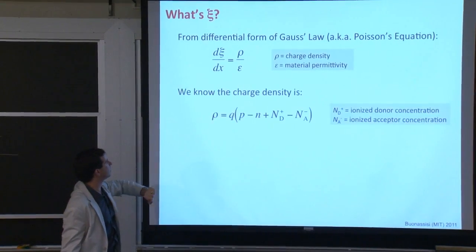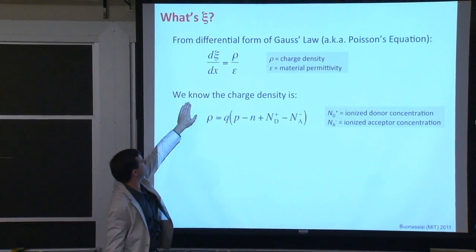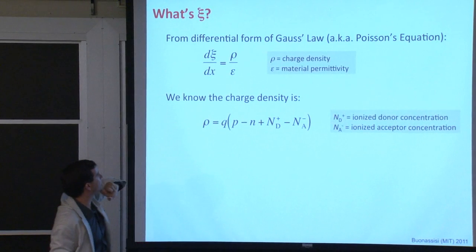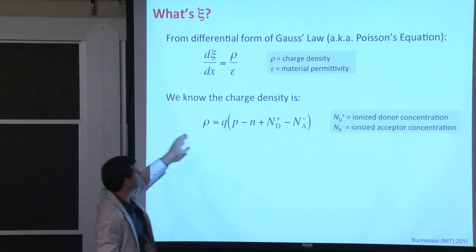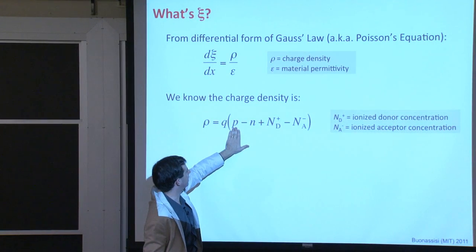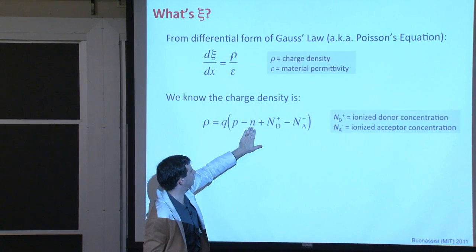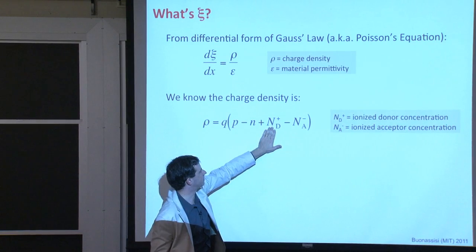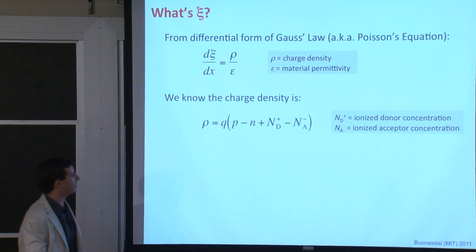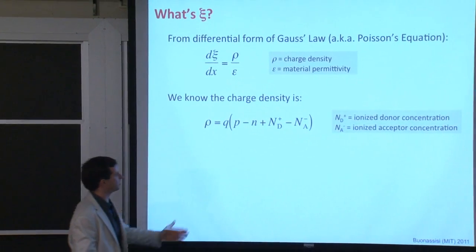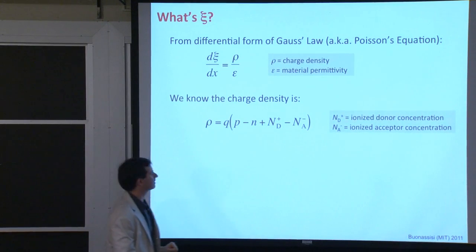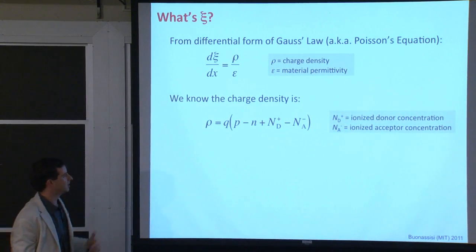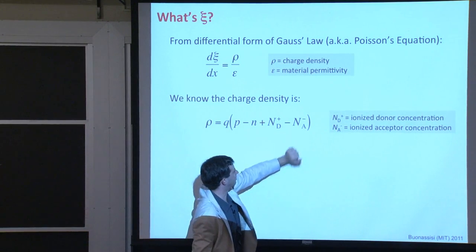So again, we have Gauss's law. The question is, what is that electric field, right? What is our psi? What is our built-in electric field? Well, we know that the charge density is going to be comprised of the free hole density, the free electron density, the fixed density of our donor atoms, which you could think of as the ionized phosphorus atoms, and our fixed density of ionized acceptor atoms. We can also think of this as our boron atoms in silicon.